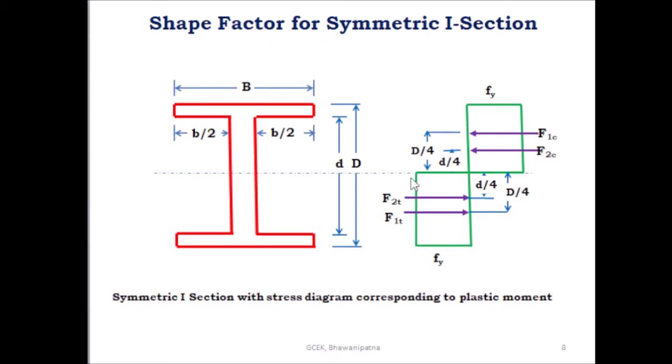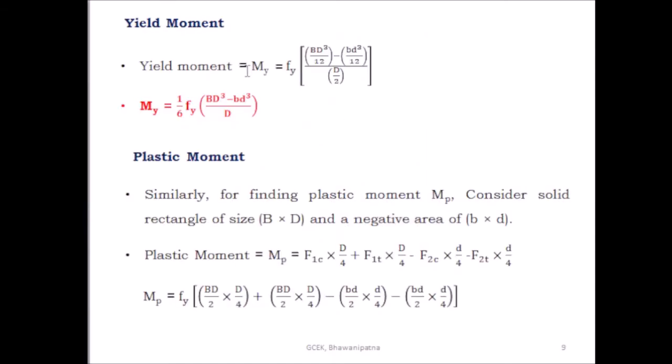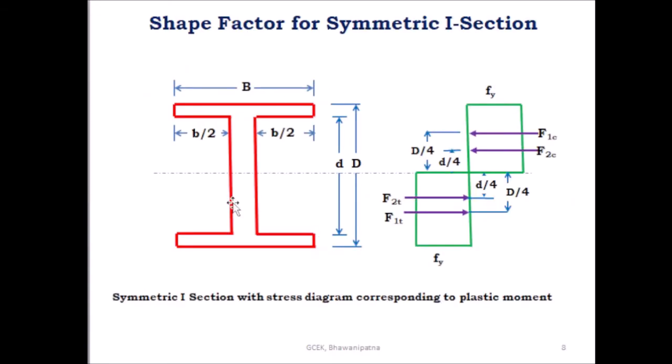So here also you find out the yield moment, then you find out the plastic moment, then find out the shape factor. The shape factor is equal to plastic moment divided by the yield moment. The yield moment is My is equal to Fy into I by Y max. I by Y max is the moment of inertia divided by the most distant point from the neutral axis. So what is the moment of inertia about the elastic neutral axis of this I section?